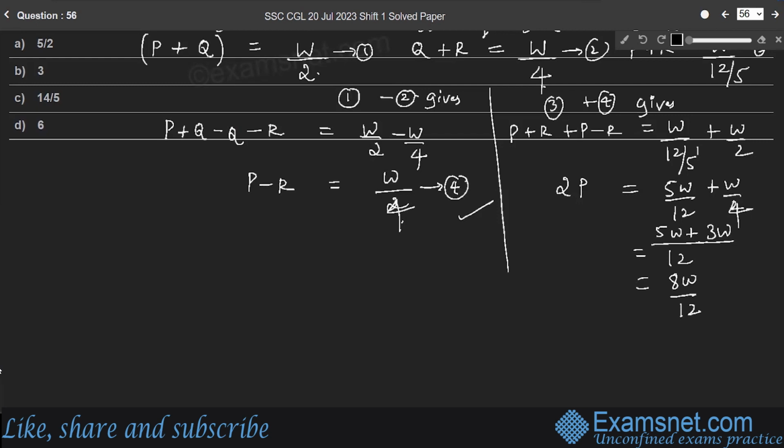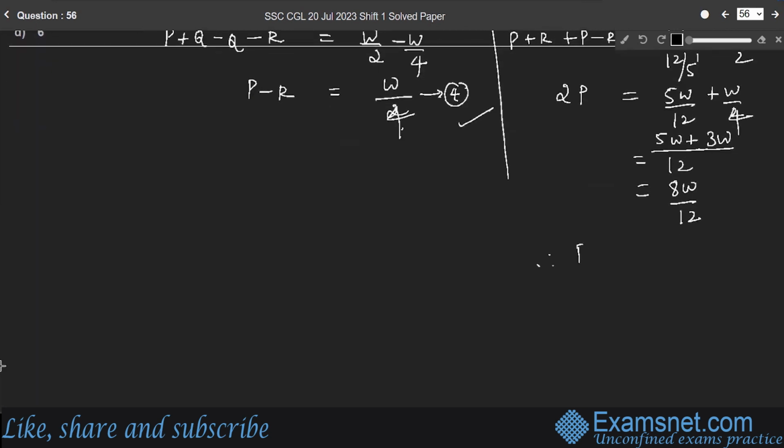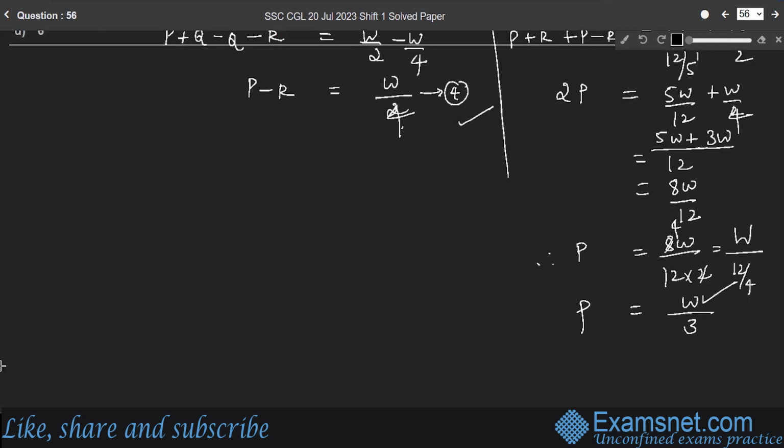Therefore, P is equal to 8W by 12 into 2, since 2P is 8W by 12. So 2 into 4 is 8. Express the numerator in terms of W, which is the total work, divided by 12 by 4. Right? So W by 12 by 4... yes, W by 3 is the answer. So P alone can do the same amount of work in 3 days.